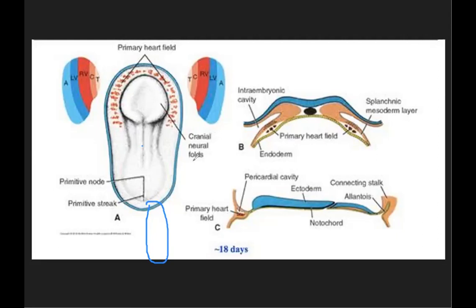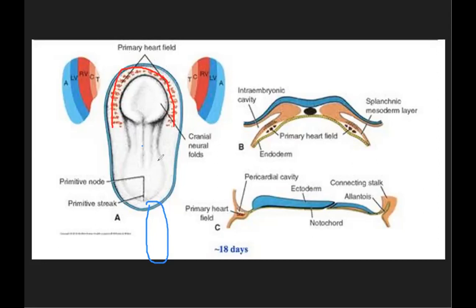Now, I will explain what a primary heart field is. Primary heart field is basically the cells that are derived from the mesoderm. We have a primary heart field and we have a secondary heart field. So this structure over here is a horseshoe-shaped structure. This horseshoe-shaped structure is called the primary heart field. From this, the atria are developed, and the left ventricle and most of the right ventricle are developed from this primary heart field.